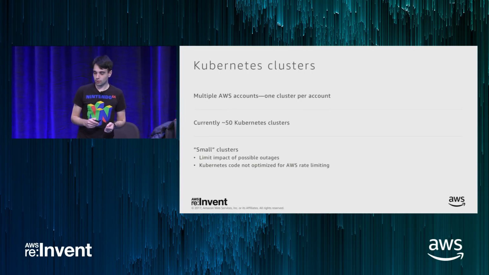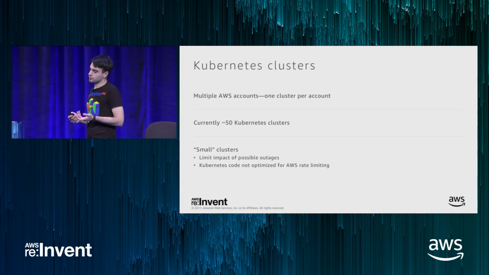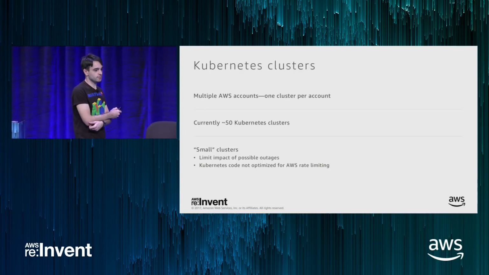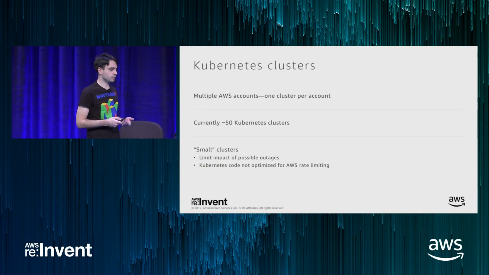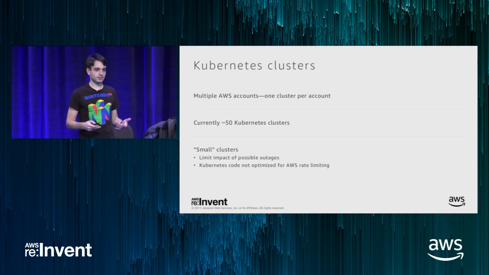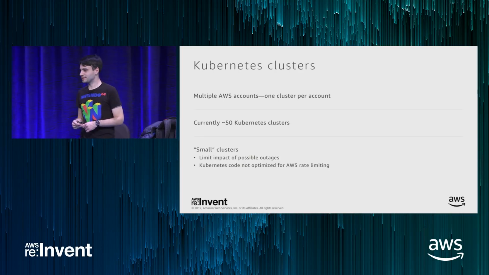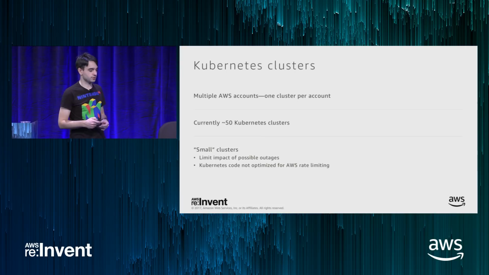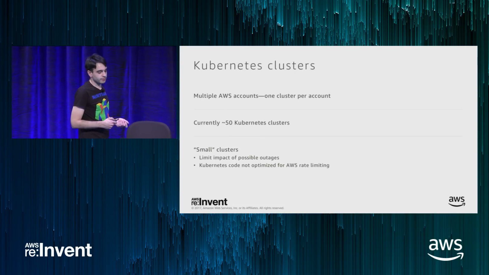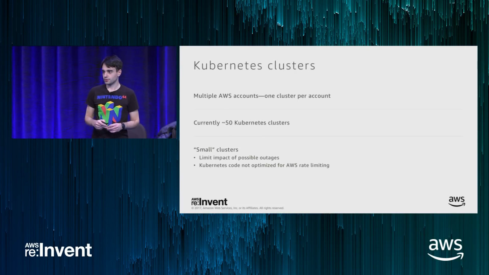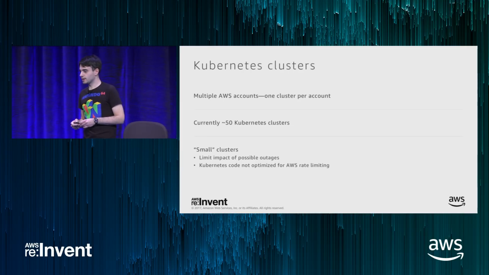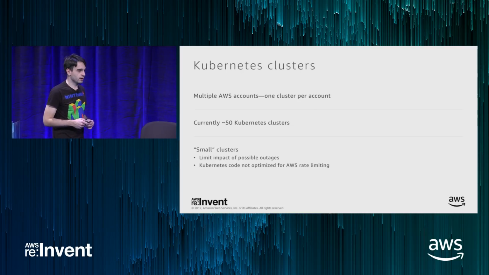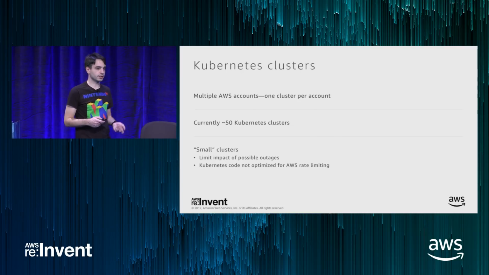Those clusters are relatively small, and we took this decision because we wanted, first of all, to limit the impact of possible problems or outages to only the single cluster that would be affected. This makes sure that not the entire company can be affected by possible cluster outages, which clearly is helpful when you get started with such a tool. Another important point is that the Kubernetes source code, when we started more than a year ago, as I said, used to be not really optimized to deal with AWS rate limiting. And this was particularly true when mounting EBS volumes.